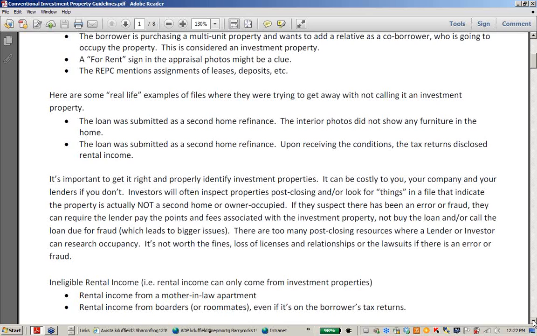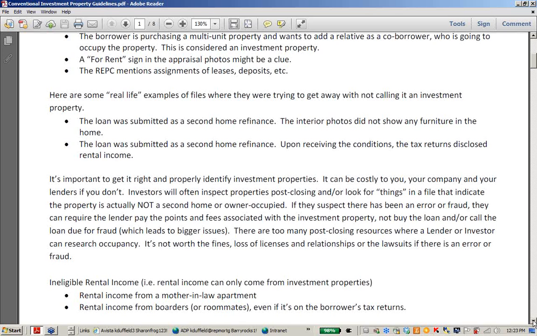So that's it. Make sure you're identifying those properties. There's huge repercussions if you don't. If you're ever unclear or unsure, contact me, contact the underwriter. We'll work with you on your scenario. If you're super uncomfortable with the situation and a borrower is kind of pushing the fact that no, it really is investment, but you're thinking otherwise, maybe consider not doing the loan. It's, like I said, just not worth it.